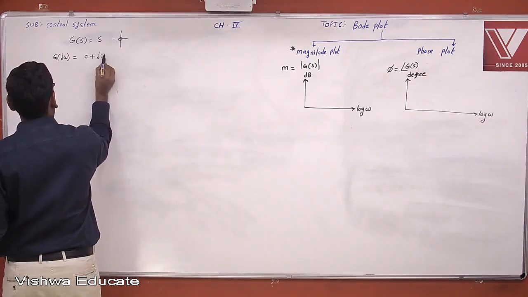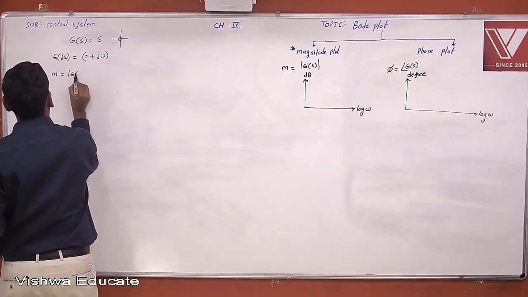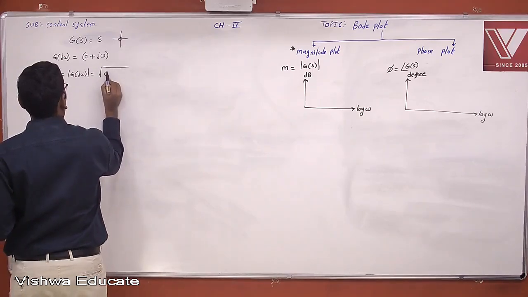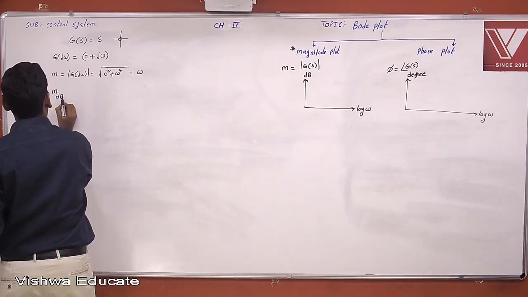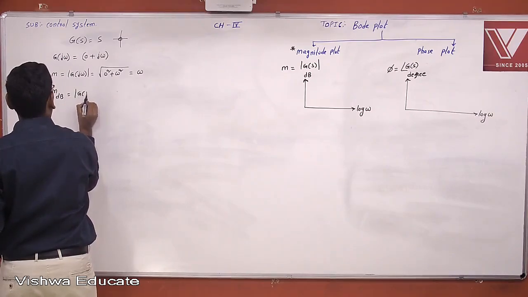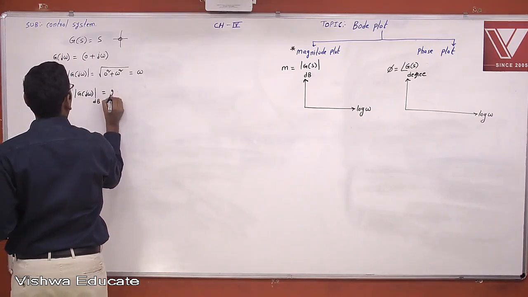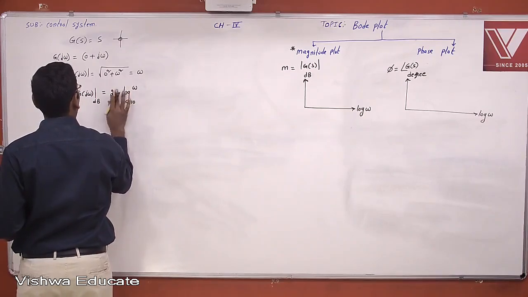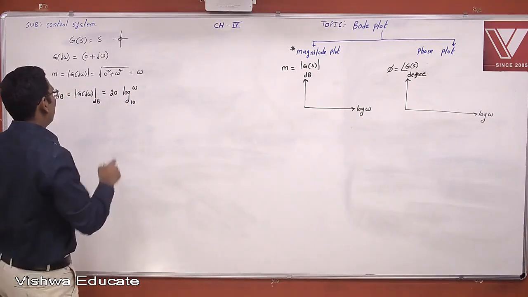0 plus j omega. Now the magnitude is magnitude of G of j omega, which is equal to square root of a square plus b square. Therefore, this is magnitude omega. I want magnitude in terms of dB, which is equal to 20 log omega base 10. Generally, we are taking frequency by a factor of 10. Now, this is a magnitude in terms of dB.